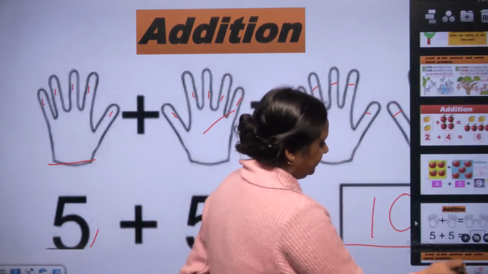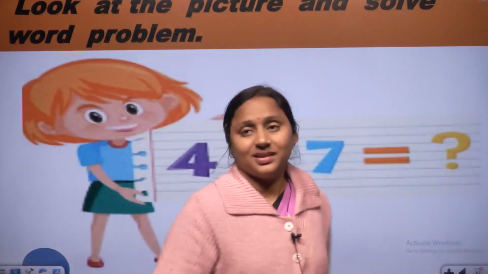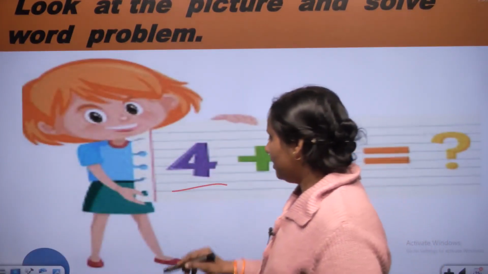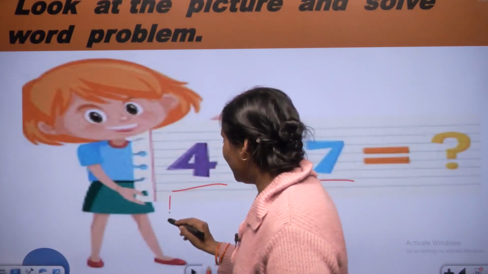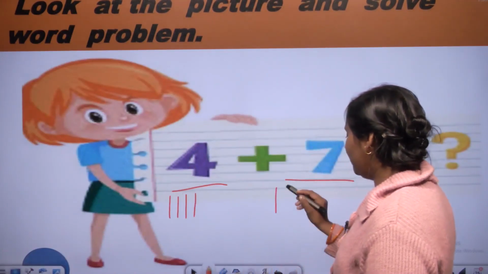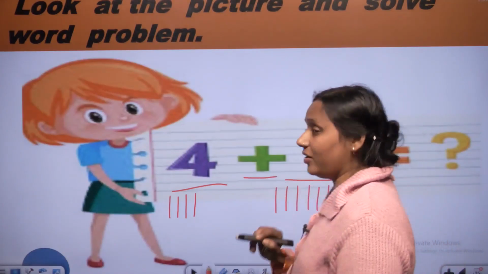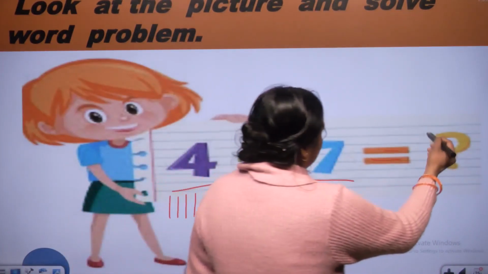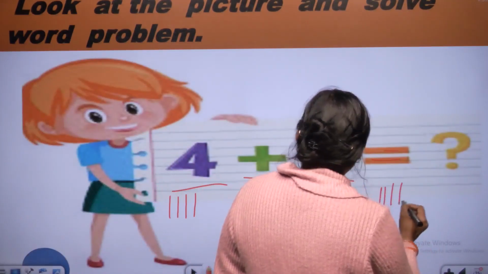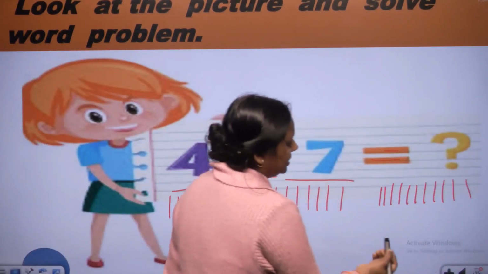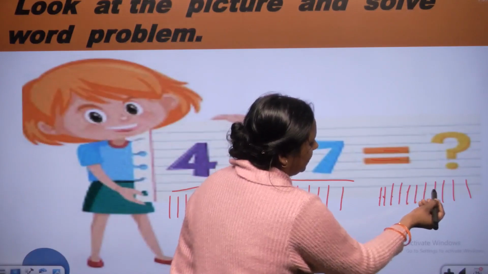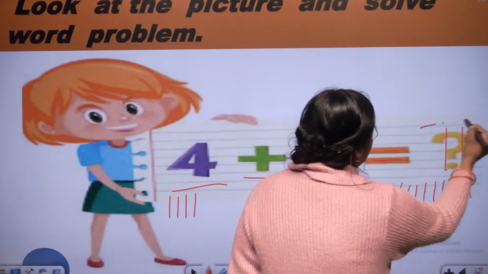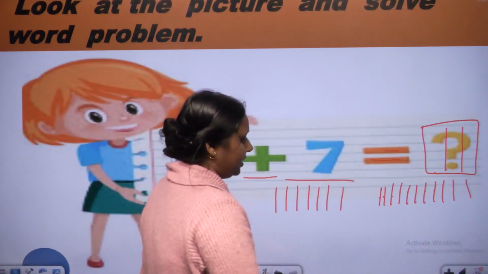Okay, now look at the picture and solve. Okay, solve it. 4 plus 7, how many sticks we draw here? Yes, 4. 1, 2, 3, 4. Then 7. 1, 2, 3, 4, 5, 6, 7. This is the sign of addition. What we call? Plus. Yes, this is equal to. Okay. Then what number we get? Start counting. 1, 2, 3, 4, 5, 6, 7, 8, 9, 10, 11. 11. Okay. Sum is 11.